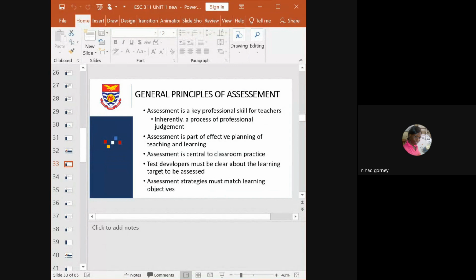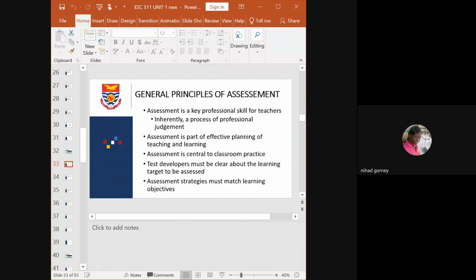It is a part of effective planning of teaching and learning. It is also very important for us as professional teachers because it is a great part of our teaching and learning. Assessment is central to classroom practice. It is at the center of classroom teaching. We ask questions orally, discussions are going, questions, assessment is always flowing. So it's at the center of what we do in the classrooms.